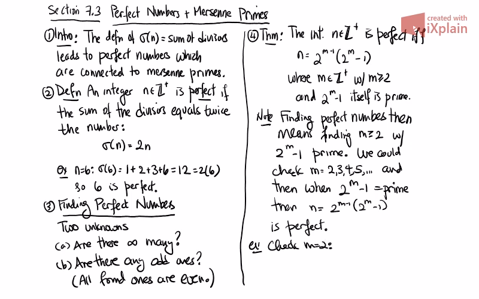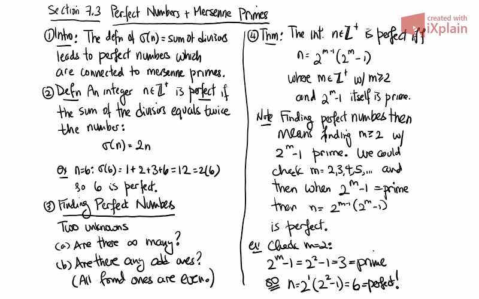All right, so if you look at 2^m − 1 with m = 2, that's 2^2 − 1, that's 3, that's prime. So the conclusion of the theorem is that n equals 2^(m−1) times (2^m − 1), which is 2 times 3, that's 6, which is perfect. So that works out nicely, right?